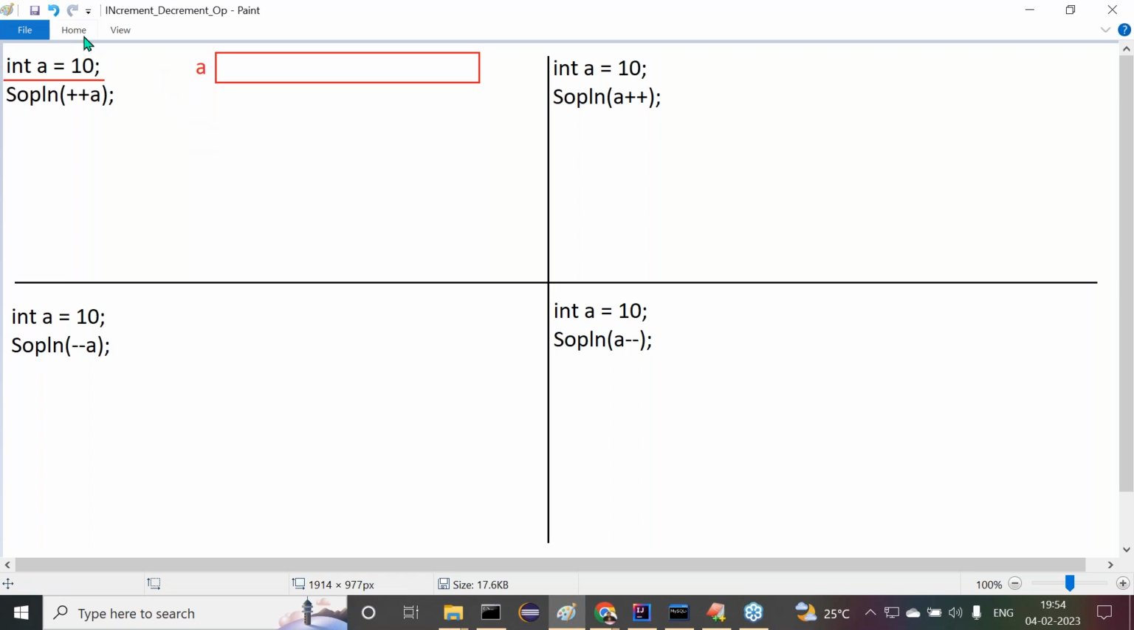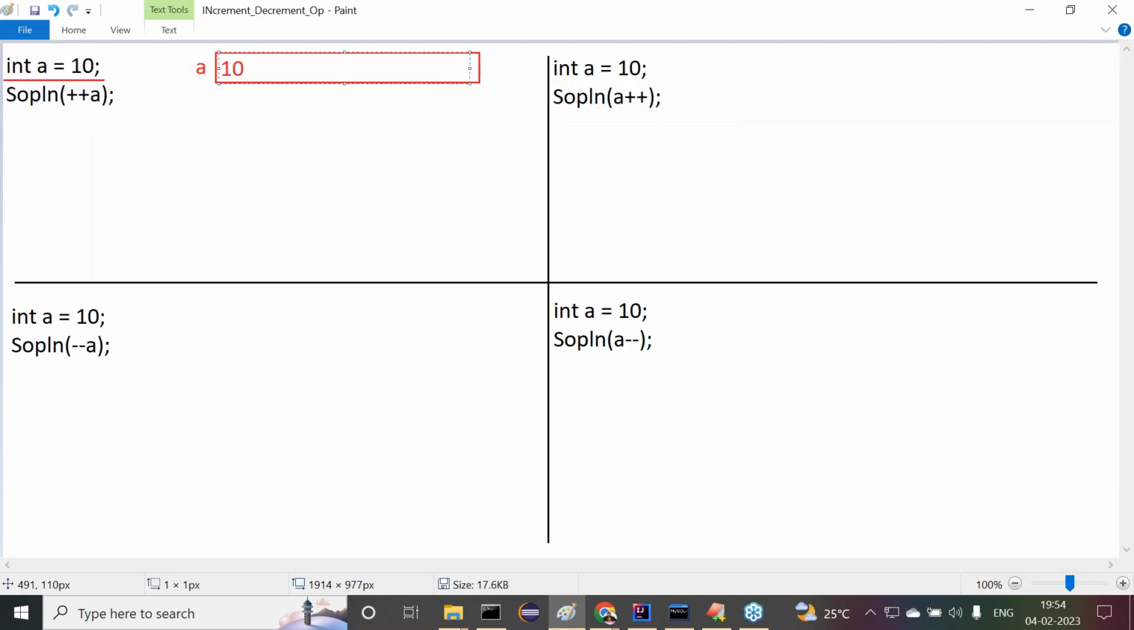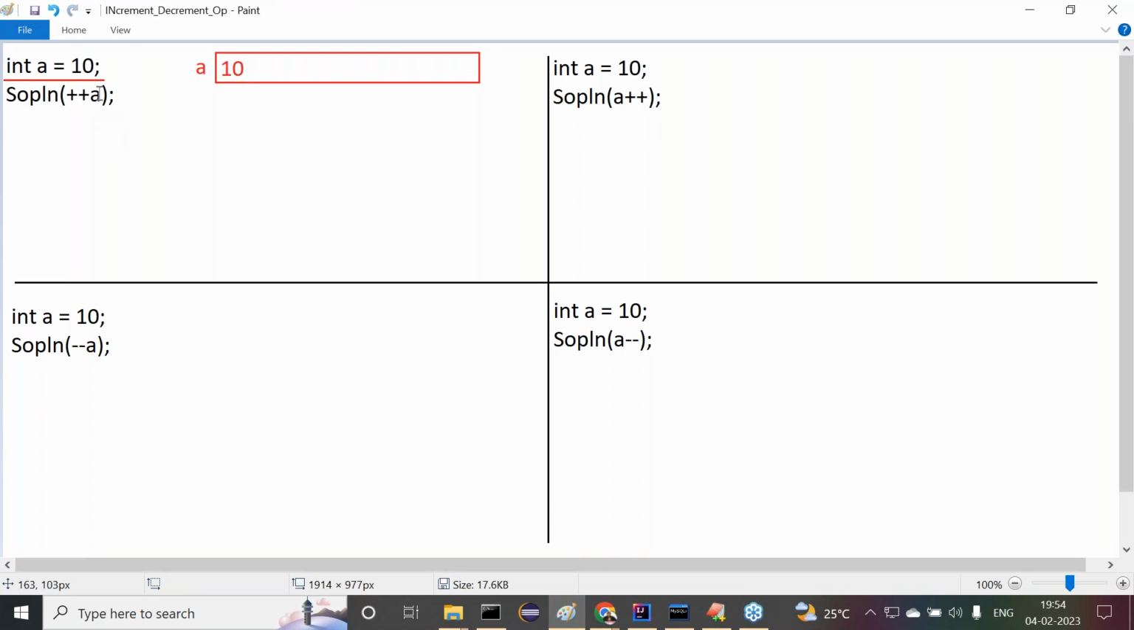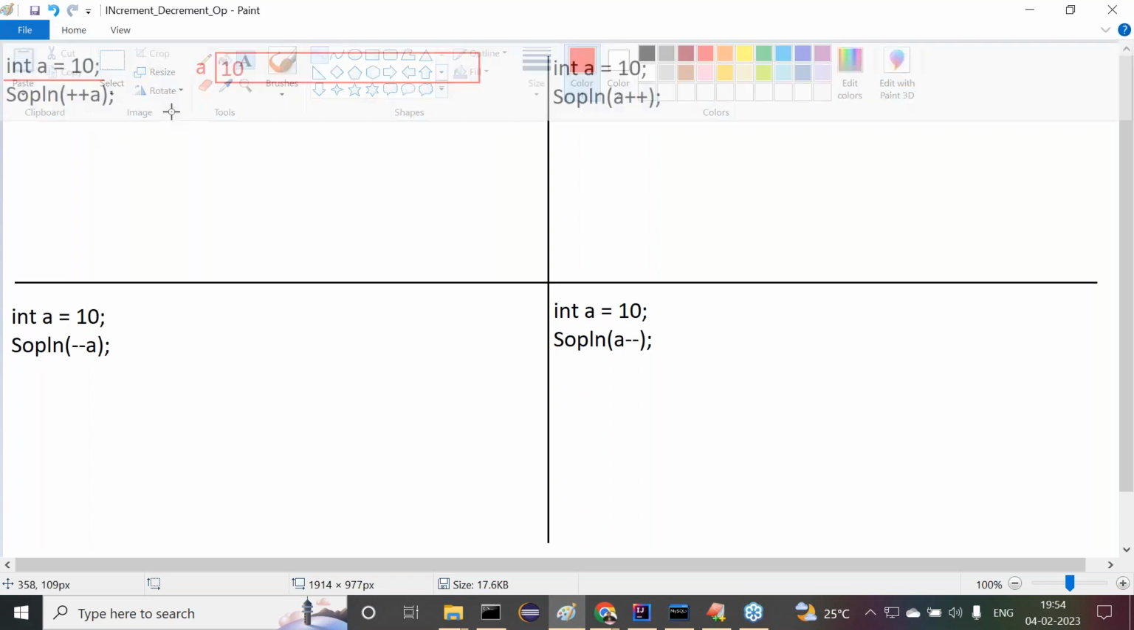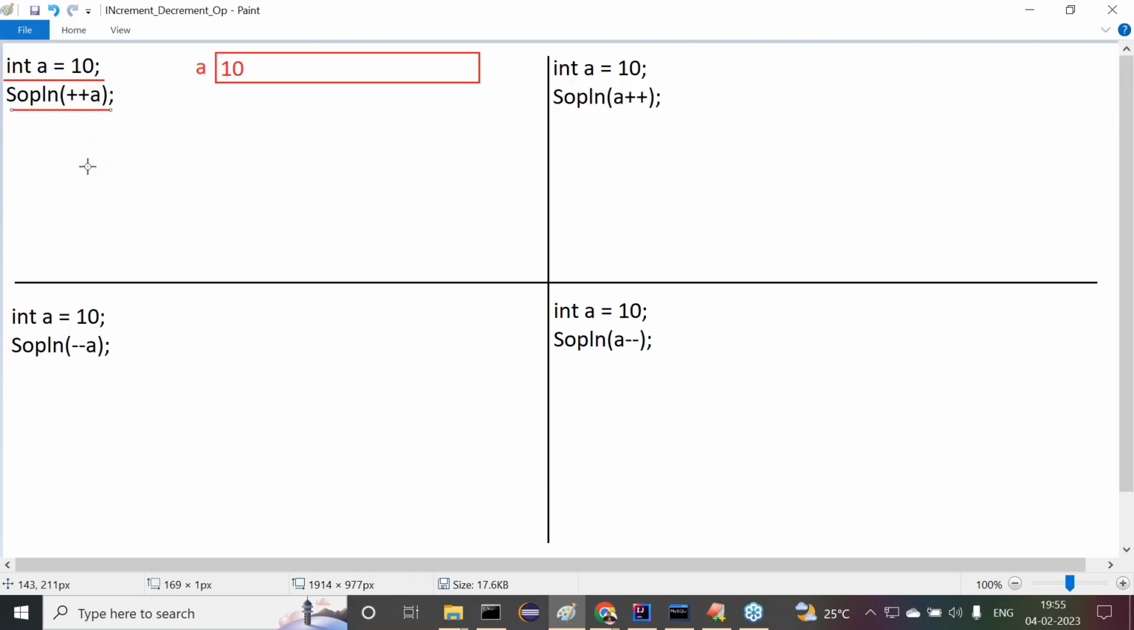In that 4 bytes of memory, the initial value will be stored. What is that initial value? 10 is the initial value that will be stored here. Got it or not? Okay, fine. After storing this 10 value, when we come to this instruction, System.out.println of plus plus a, what will happen? Is this pre-increment or post-increment? Pre-increment.